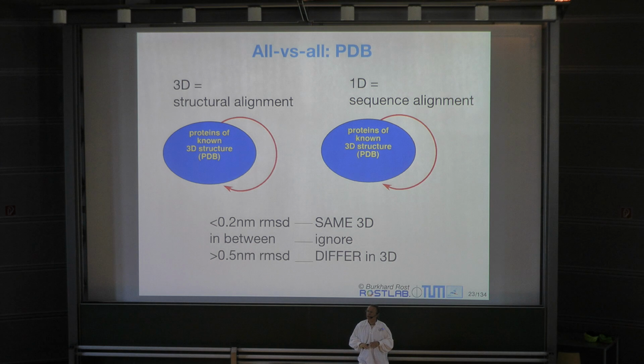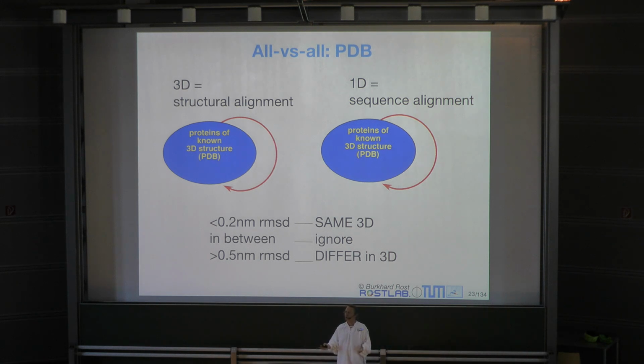Somewhere in between, and the value that I put down here is the root mean square deviation between two proteins. So if the root mean square deviation is 2 angstrom or 0.2 nanometer, then I say they are the same. If it's more than 5 angstrom or 0.5 nanometer, then I say they're different. And in between, I ignore all the cases. Okay, now I have the red and the blue. I have a set of pairs of proteins that are similar in structure and different in structure.